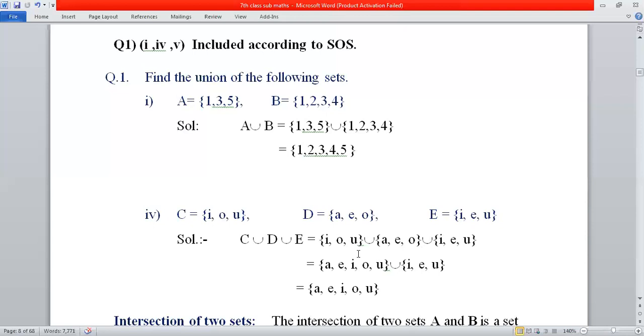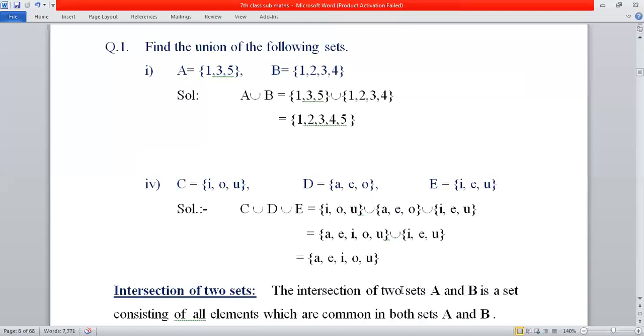Now you have an open choice. If you don't want to do this step, you can also do it directly, because it's not given that you must first solve C union D and then solve with E. Or you can do it in two steps: first you find the union of two sets, the answer comes, and then you take the union with the third set. In both ways, whether you do it directly or in two steps, it will be considered correct.